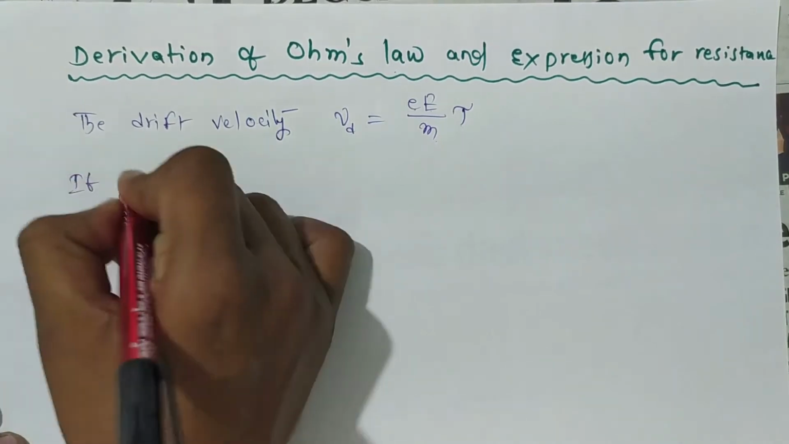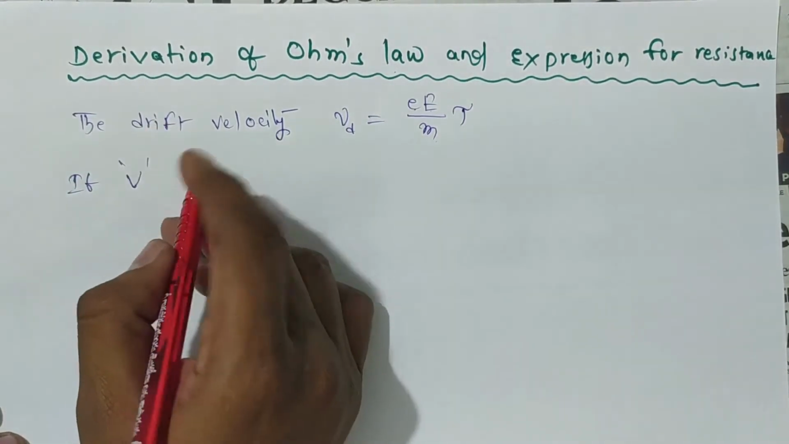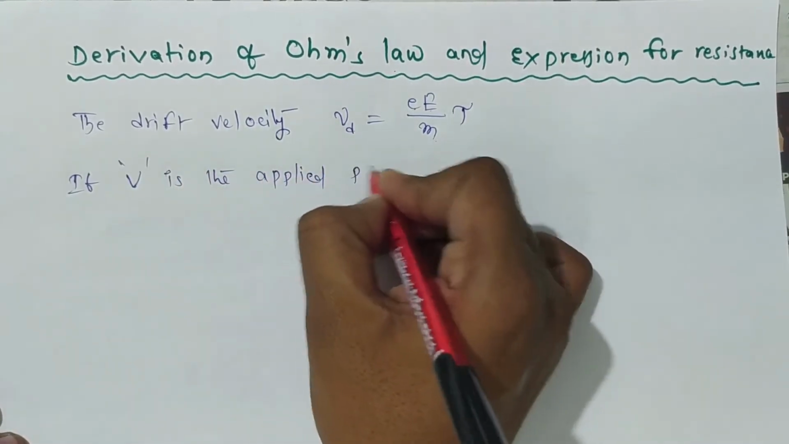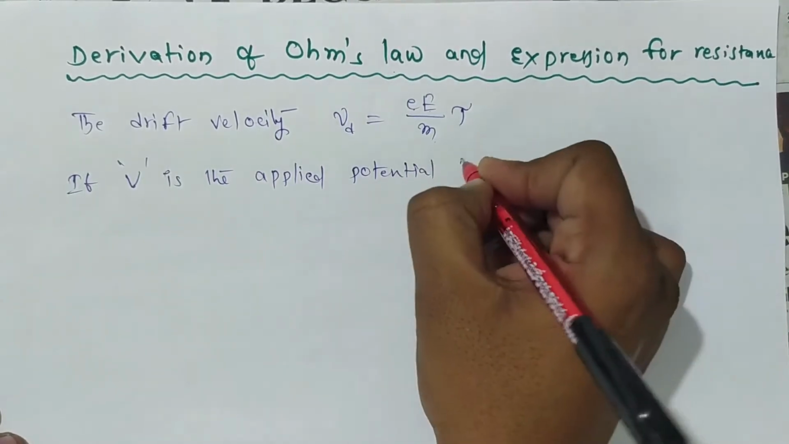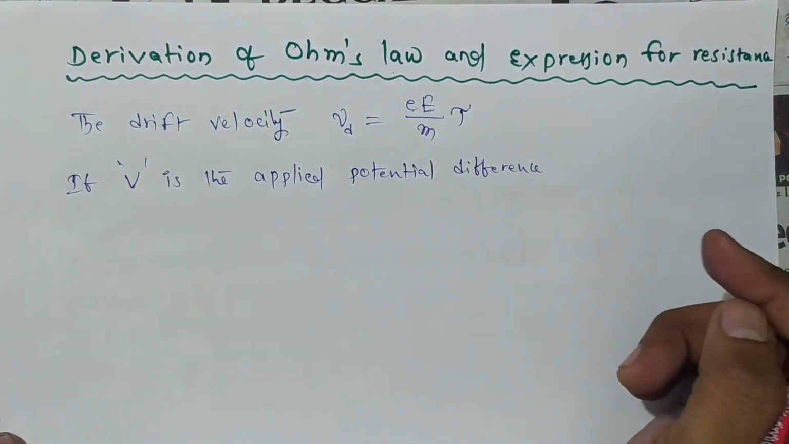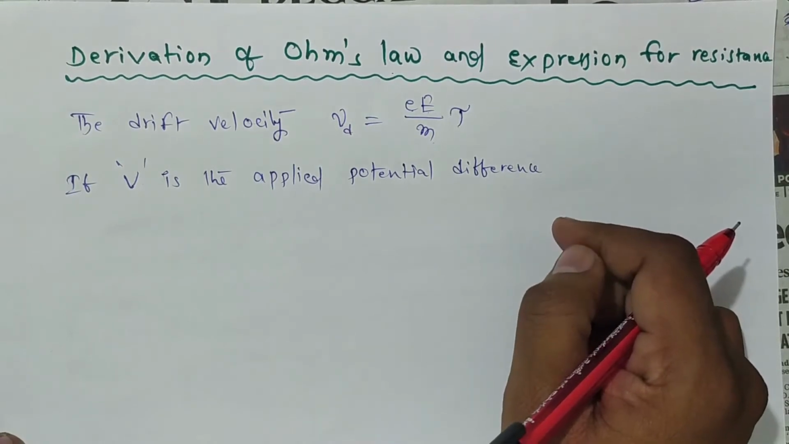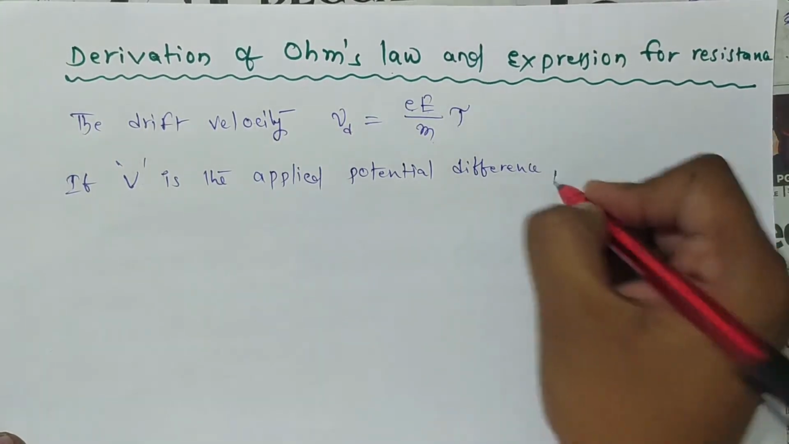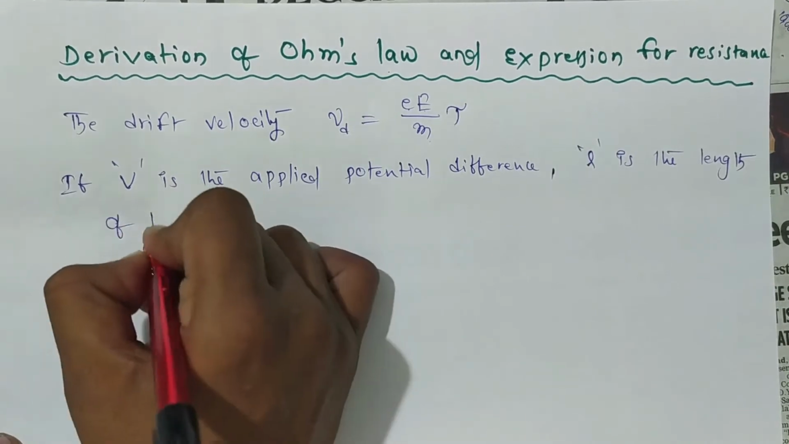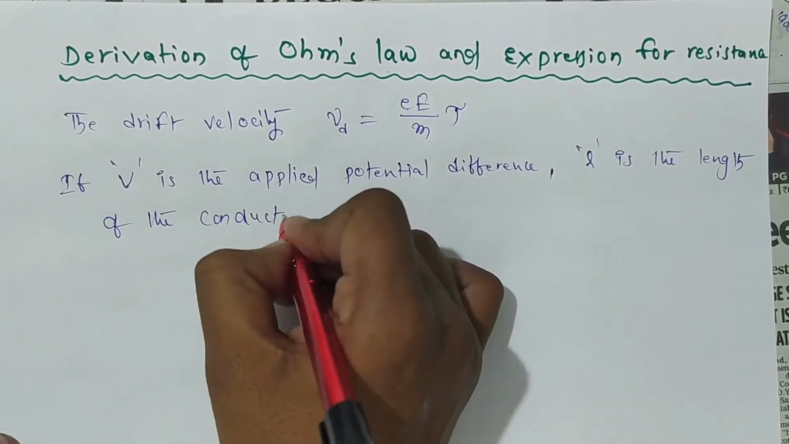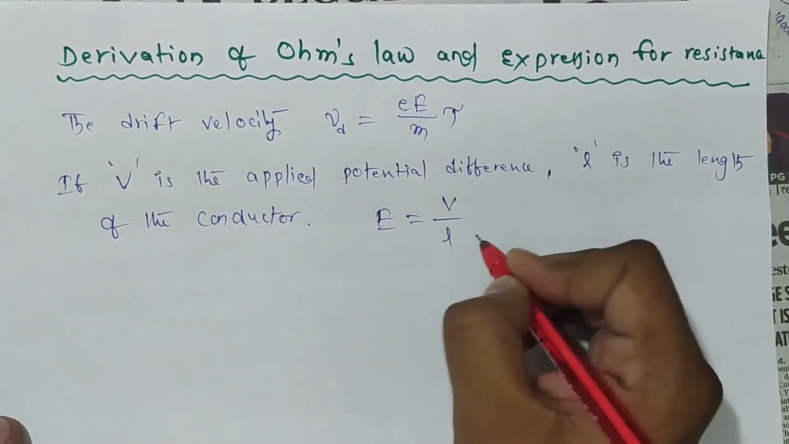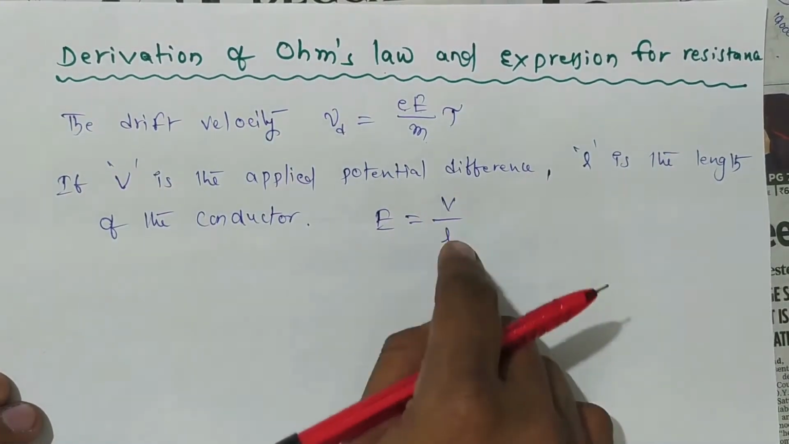Here, if V is the applied potential difference across the conductor and L is the length of the conductor, as we already discussed in the previous class, then the electric field inside the conductor is E equal to V by L.